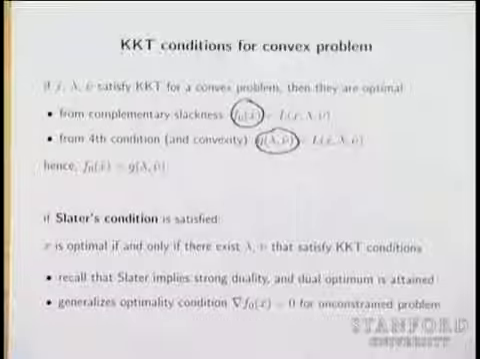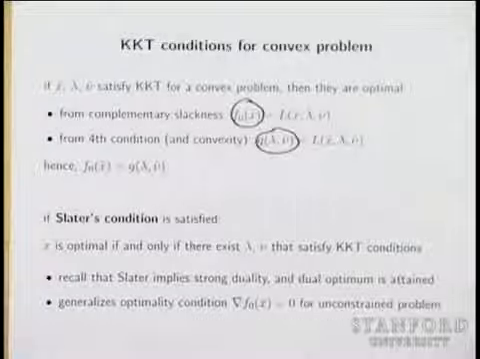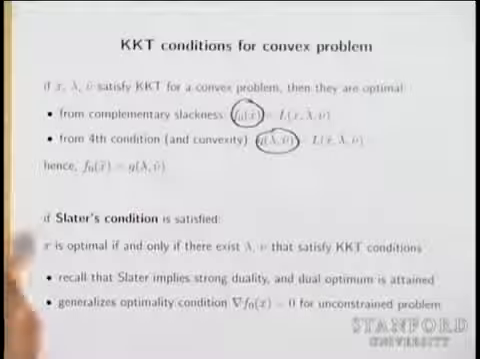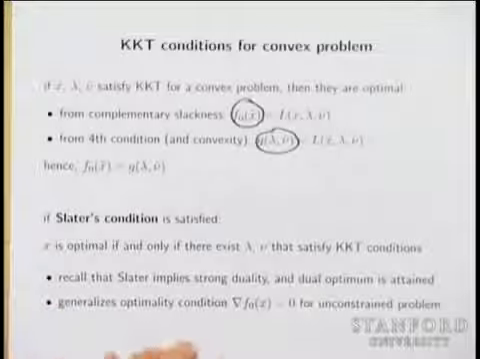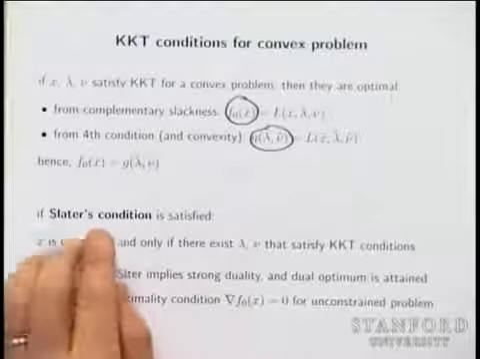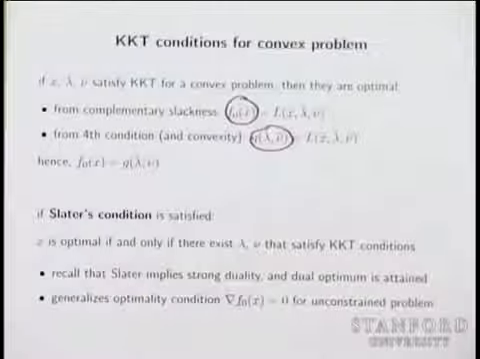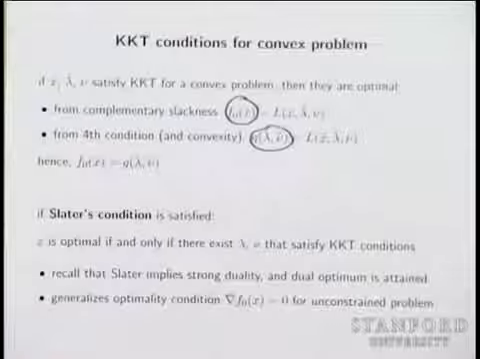Number two, if the KKT conditions hold for a convex problem, then those points are a primal, dual optimal pair, period. Okay? And the last one says this. You have to have Slater's condition. Slater's condition says that if it is satisfied, that means there's a strictly feasible point. There exists a strictly feasible point.